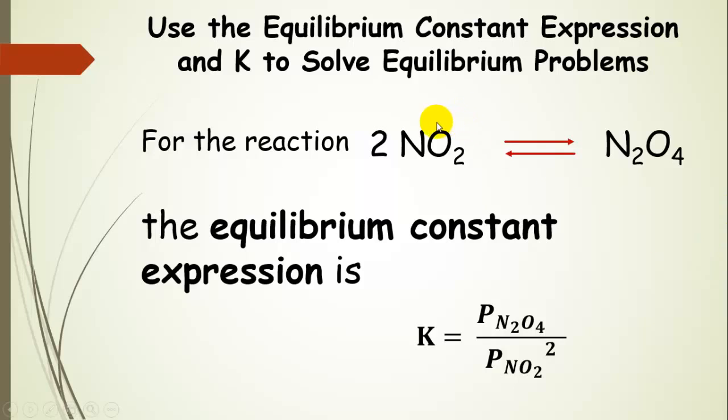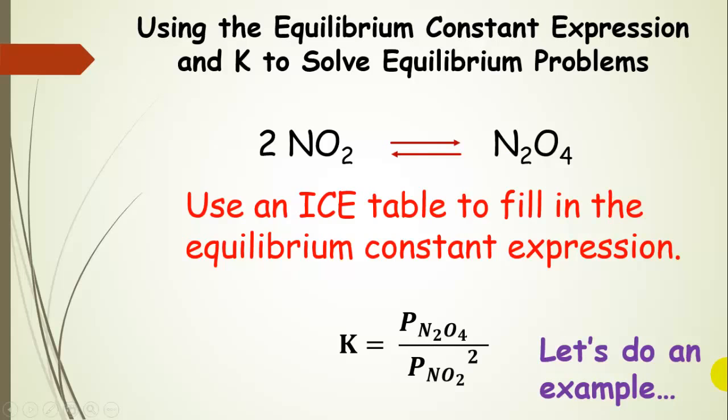Just reminding ourselves, so here's our reaction, nitrogen dioxide in equilibrium with dinitrogen tetroxide, and our equilibrium constant expression in terms of partial pressures is here, and it's products over reactants. So partial pressure of dinitrogen tetroxide to the first power, because that coefficient is 1, and partial pressure of nitrogen dioxide to the second power, because that coefficient is 2. And so what we're going to do is use an ice table after we've organized all of our information and determined which way the reaction is going to go to equilibrium. We're going to fill in this equation with values that are going to involve X. And then we're going to be able to solve. So let's do an example.